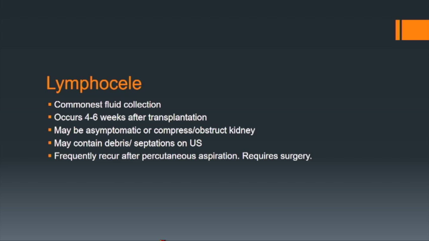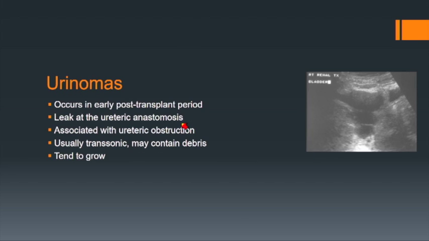Lymphoceles are the commonest fluid collection. They occur on a different time scale. They classically happen 4 to 6 weeks after transplantation. They may be asymptomatic or compress or obstruct the kidney, and may contain debris or septations on ultrasound. They frequently recur after percutaneous aspiration, and they may require surgery because of this recurrence.